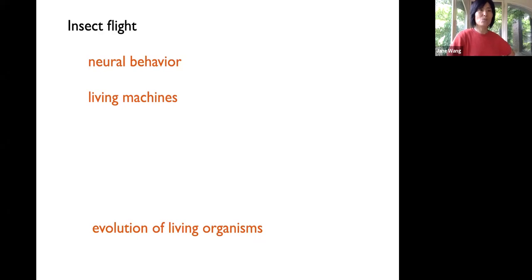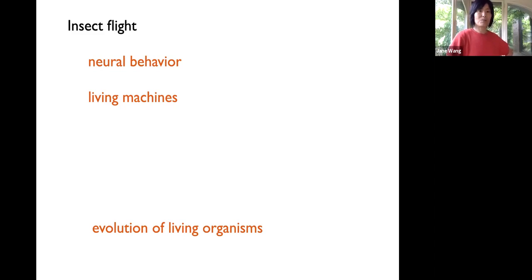And you might have already seen various talks on insect flight, and certainly foremost are from the biology community, and people are interested in the neural behavior of animals. And more recently, robotics has become very interesting, making small flying machines. And so these are inspirations for those aerial vehicles.